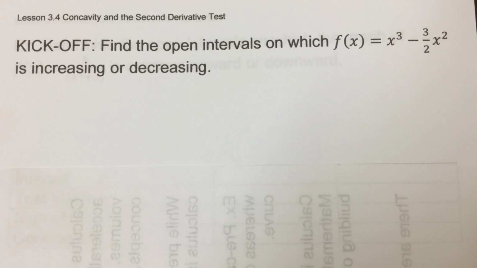All right. So, continuing on through chapter 3. Before we do that, though, look back to last time. Last time we were looking for where we are increasing and where we are decreasing. So, what we did was the first derivative test. Find the open intervals on which f of x equals x to the third minus 3 halves x squared is increasing or decreasing.